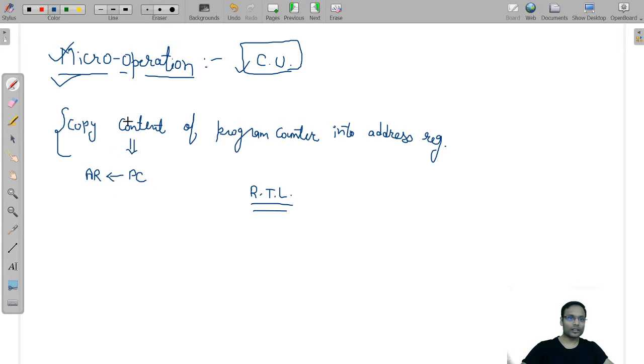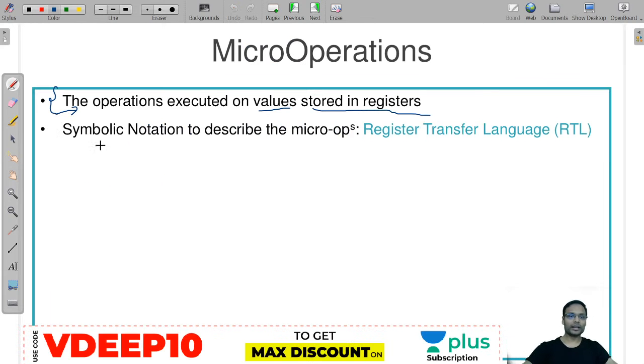Is this better or is this one better? First one or second one? Of course, this is better to understand, just because it is clearer. With fewer characters you can denote it and it is understandable too. I don't have to read the entire content. So this is a symbolic notation to describe the micro operation, known as RTL, and this RTL is never executed anywhere. It's just a symbolic notation language. There is no execution or anything.